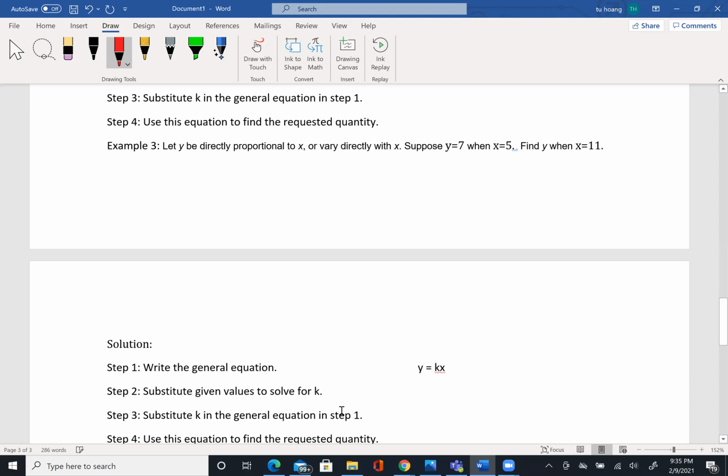Step number 2, substitute the given value to solve for k. What is the given value? I have y equal to 7 when x equal to 5, right? So I can just substitute y equals 7, and k times x, which is now 5.